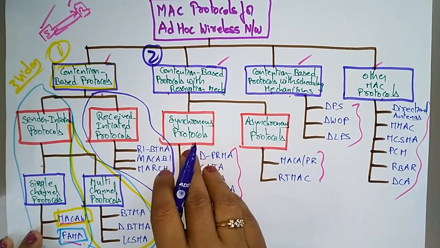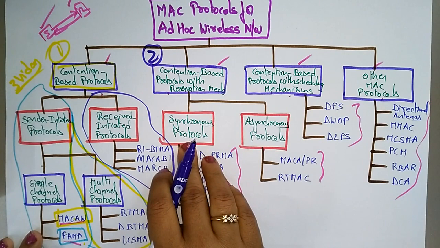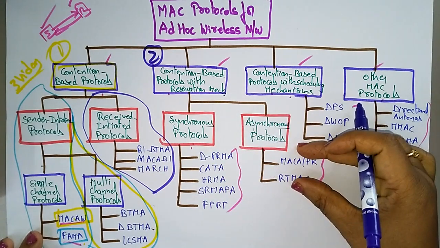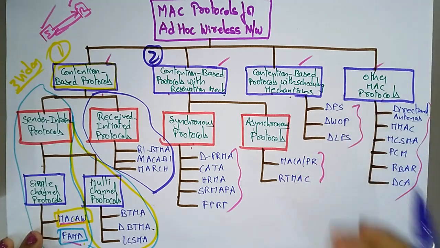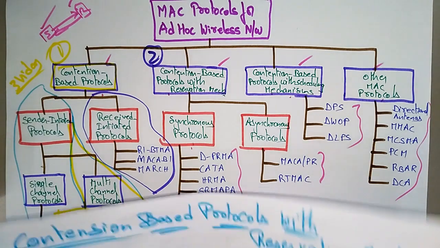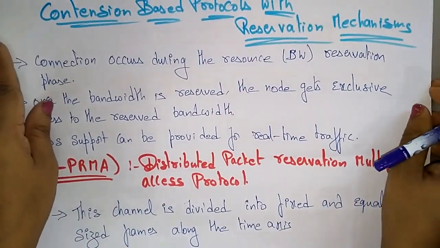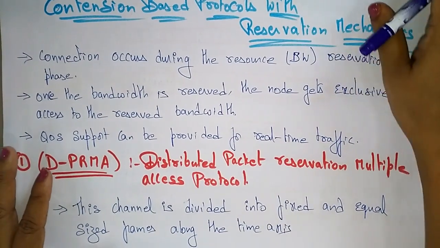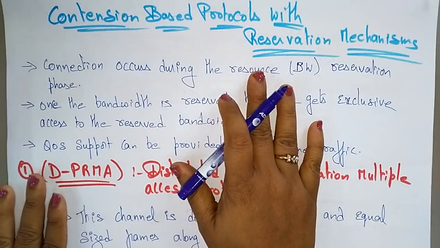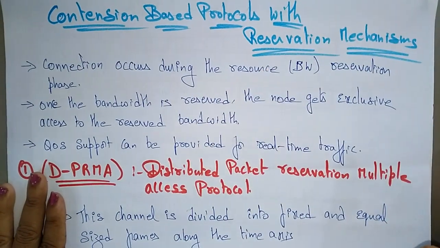So the reservation mechanisms can be divided into synchronous protocols and asynchronous protocols. So these are all the synchronous and this will be the asynchronous protocols which are used for data transmissions, the MAC protocols for ad-hoc wireless networks. So now let's see about contention based protocols with reservation mechanisms. I want to explain these in 3 videos.